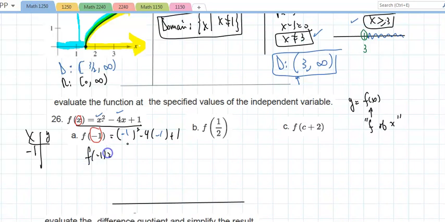Wouldn't that be 1 plus 4 plus 1? Wouldn't that be 4, 5, 6? So basically what this is saying, when x equals negative 1, y equals 6. That's the answer right there, but that's what it means.